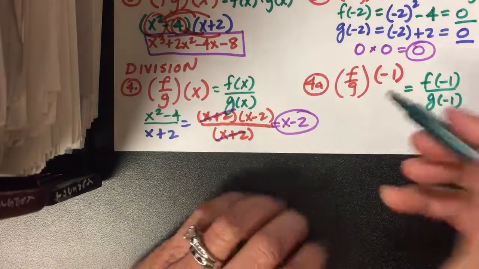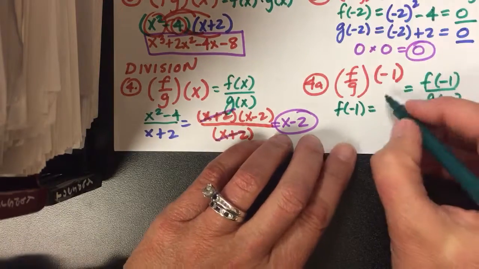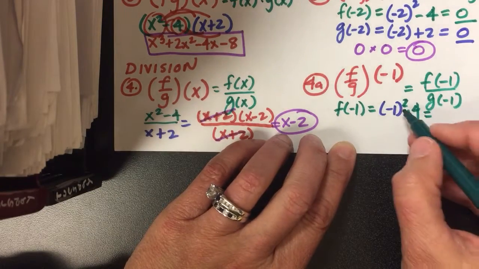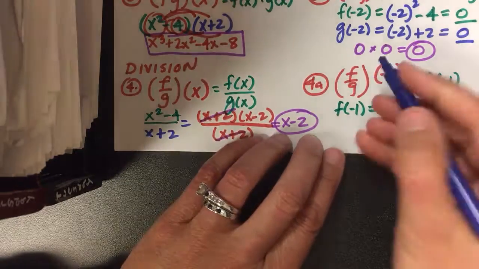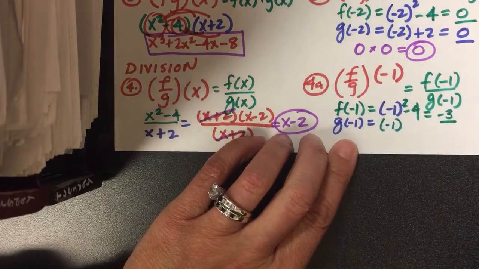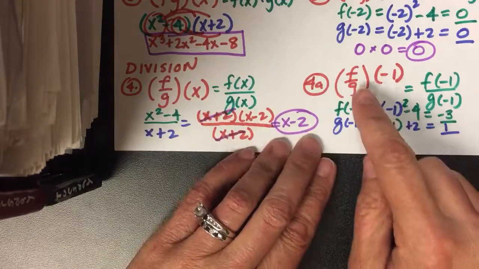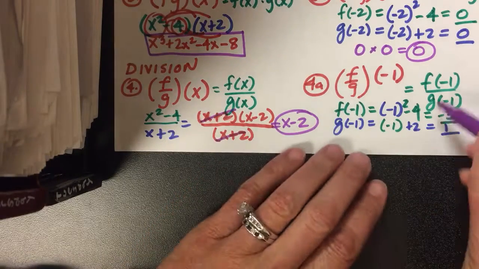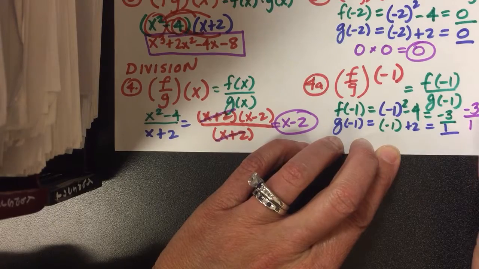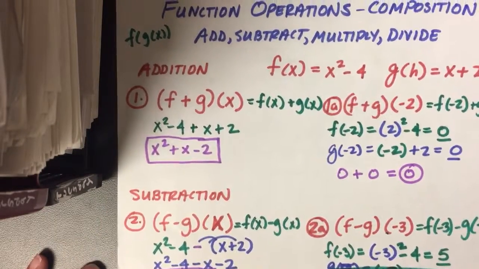In our last example, let's do f of -1. If I do f of -1, f of x is x squared minus 4. So it's going to be -1 squared minus 4. That'll be 1 minus 4, which is -3. That's f of -1. Let's do g of -1, which is x plus 2. So it'll be -1 plus 2, which is 1. So now let's do f divided by g. And f divided by g would be -3 divided by 1, which is -3. That's a negative. And that is your answer. And that is how we use addition, subtraction, multiplication and division to compose functions.